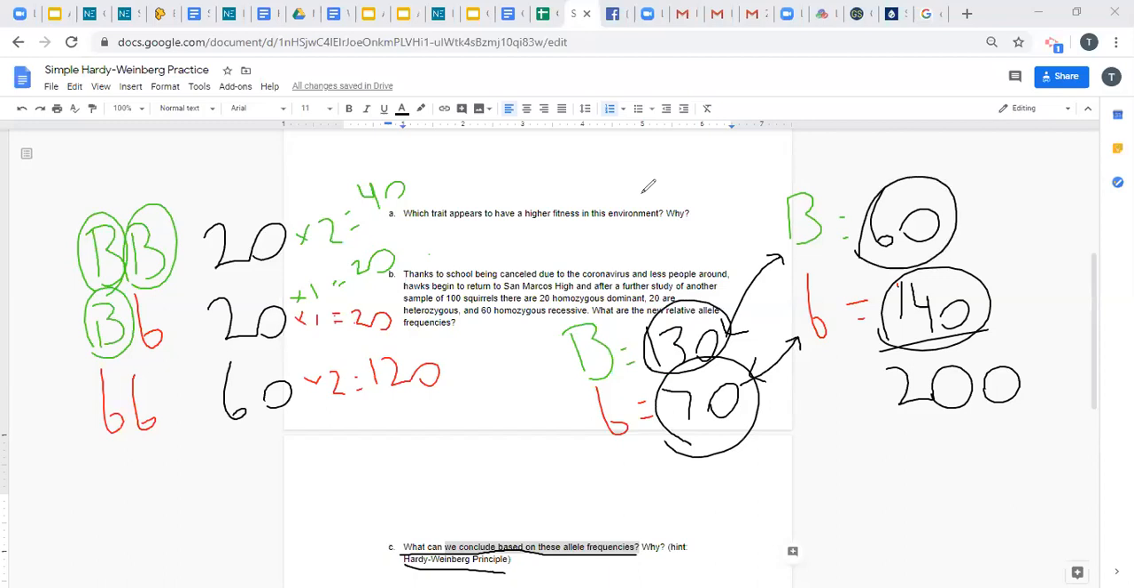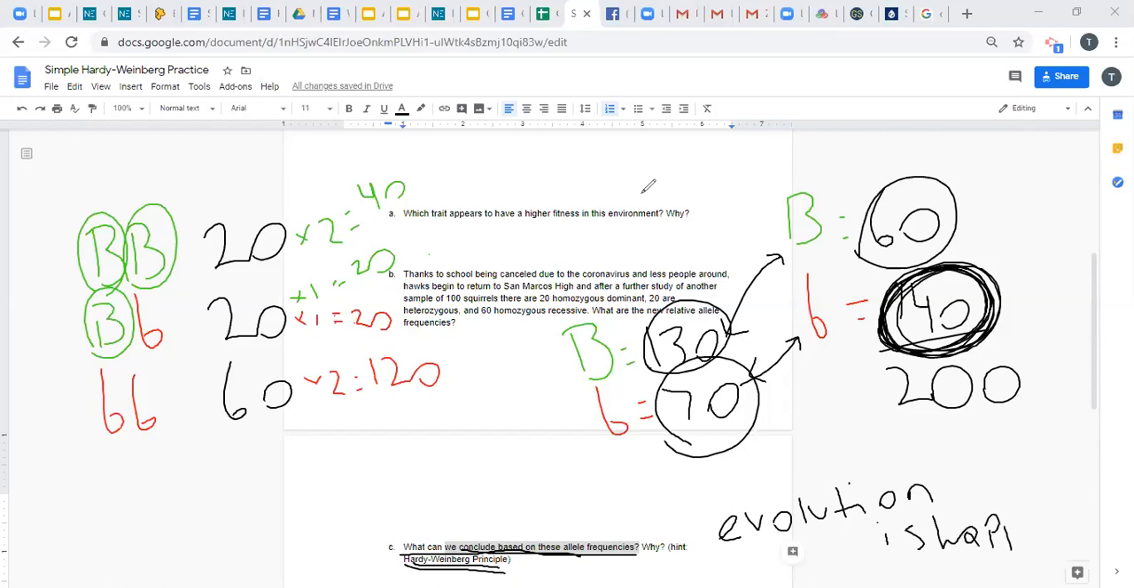What does that mean? That means that now it looks like this trait is more fit for the environment because there's a higher frequency of it. What you can also say is that, based on Hardy-Weinberg, because Hardy-Weinberg is talking about evolution, if the allele frequencies change over time, you can say this is what evolution really is. So you can say evolution is happening, because the allele frequencies are changing.